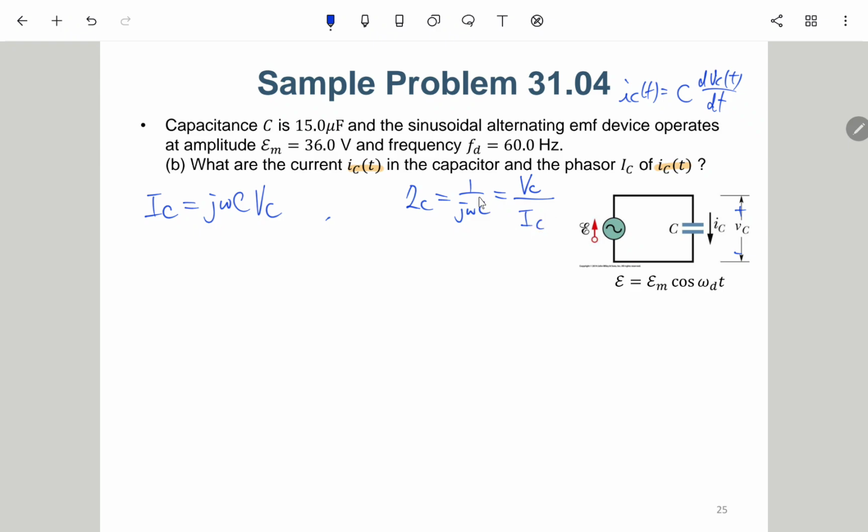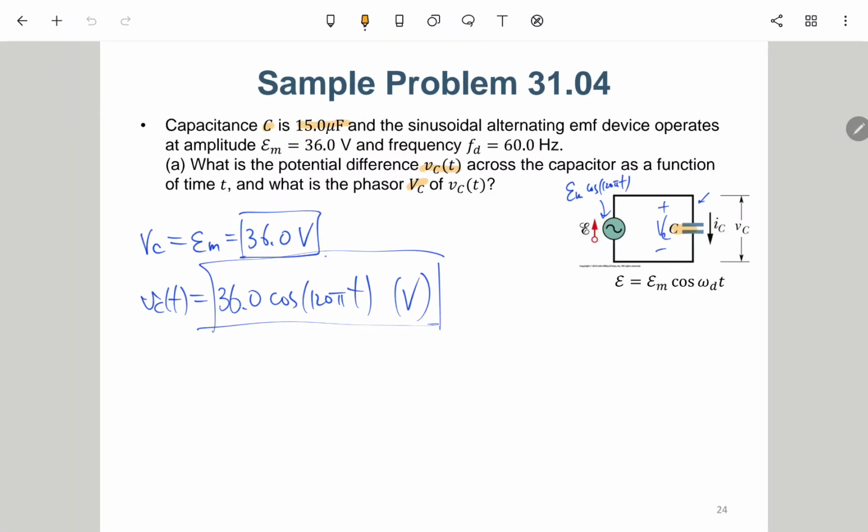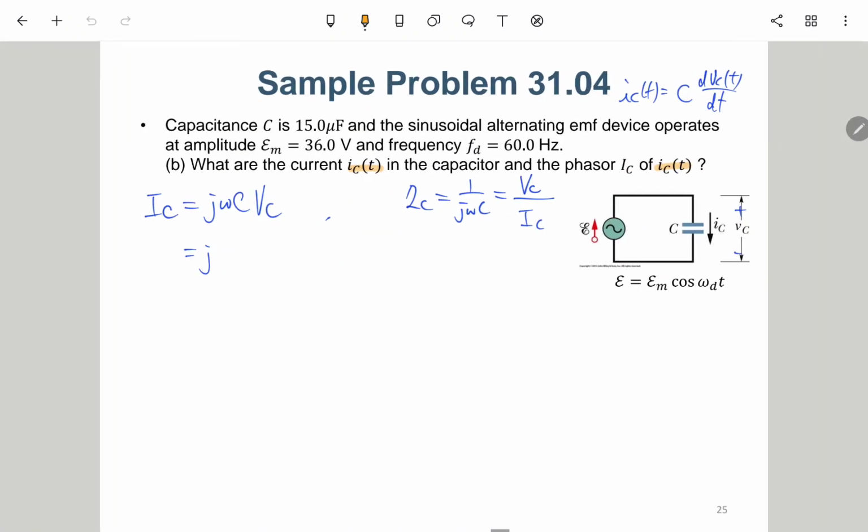Okay, so just move IC to the left side, move j omega C to the right side. So we have IC equals j omega C VC. You consider this is 1 over C. So j omega C VC. Here we have a j and then omega. Omega is this one, 120 pi. And then C is 15 times 10 to the negative 6. And then VC is 36.0.